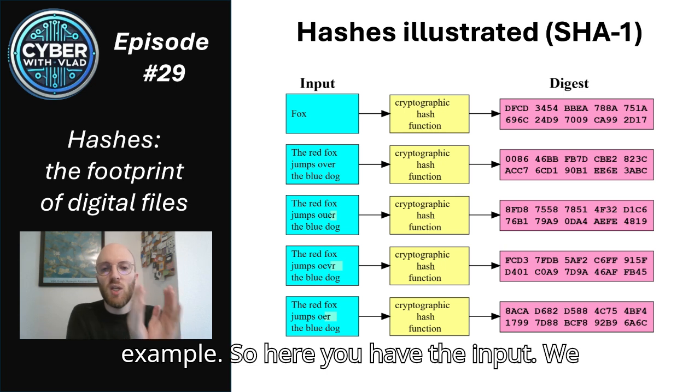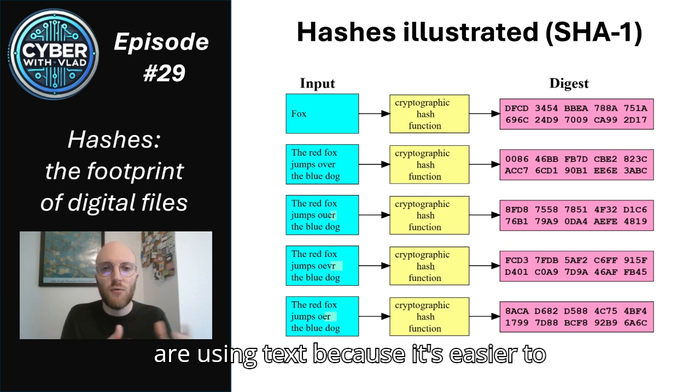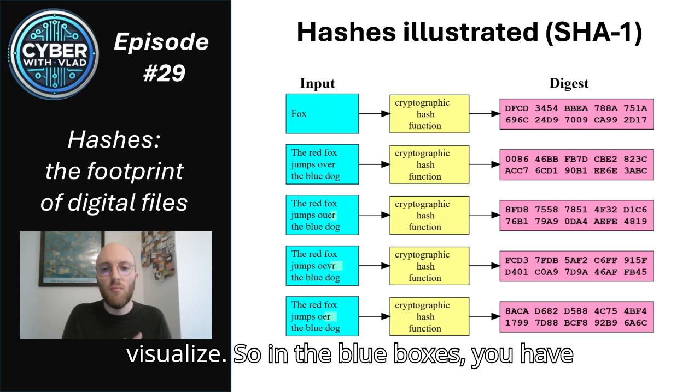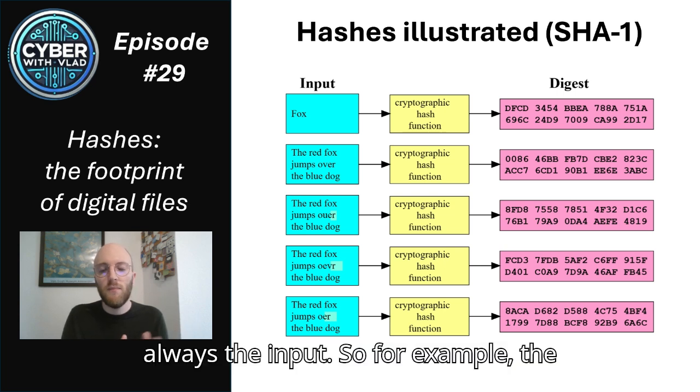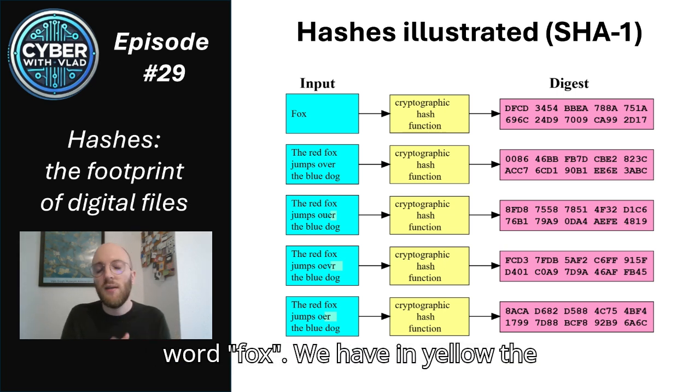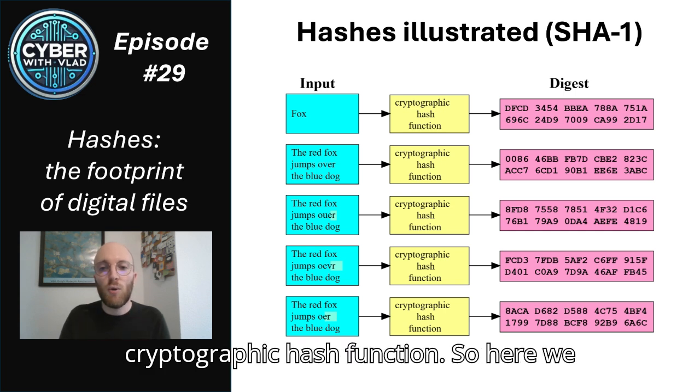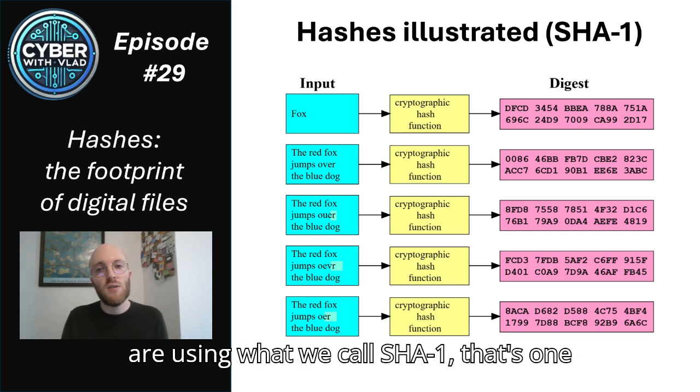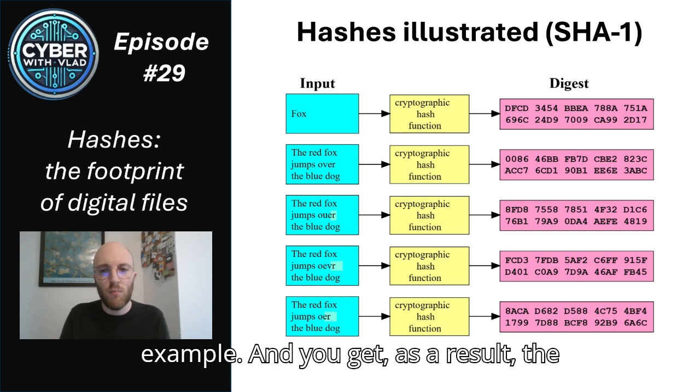So here you have the input. We are using text because it's easier to visualize. So in the blue boxes, you always have the input. So for example, the word fox. We have in yellow the cryptographic hash function. So here we are using what we call SHA-1. That's one example. And you get as a result the digest.